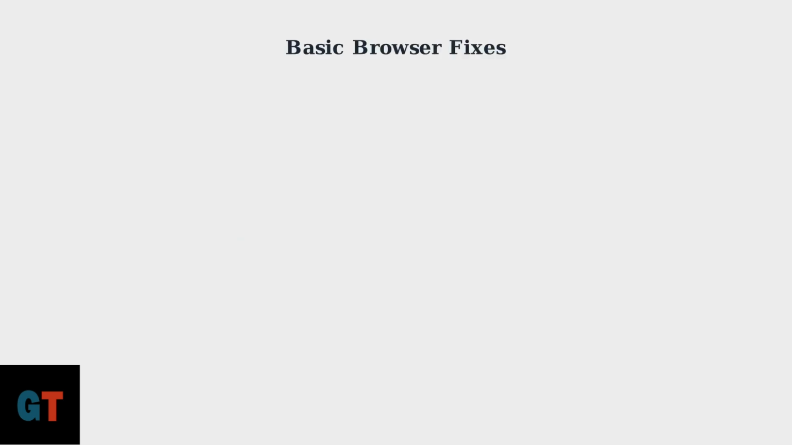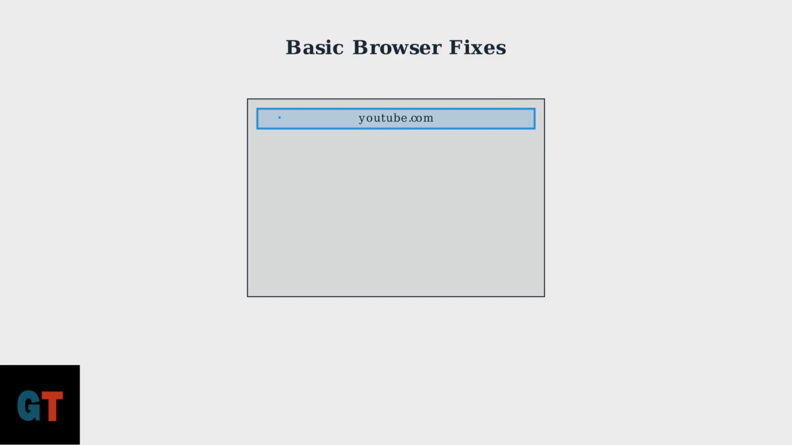When YouTube videos aren't loading, start with these basic browser fixes that solve most common issues. First, try refreshing the page. Click the refresh button or press F5 to reload the current page and clear any temporary loading issues. For a more thorough refresh, use a hard refresh. Press Ctrl plus F5 on Windows or Command plus Shift plus R on Mac. This forces the browser to reload everything from scratch.